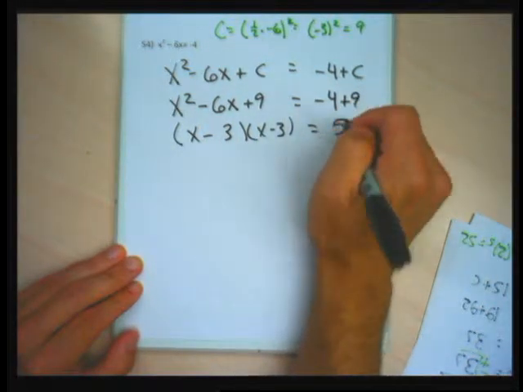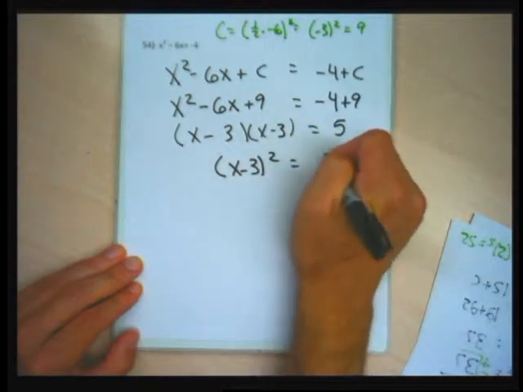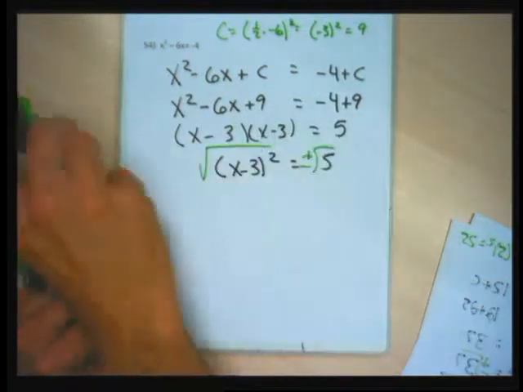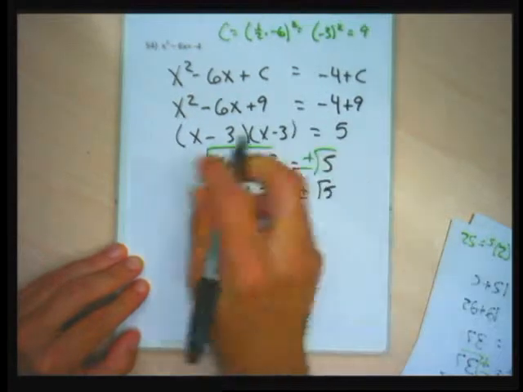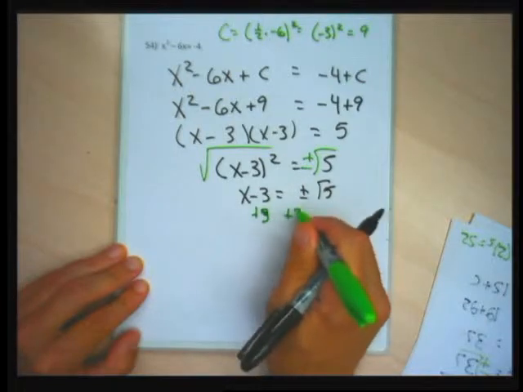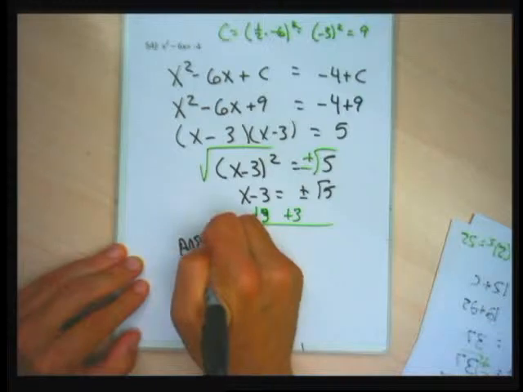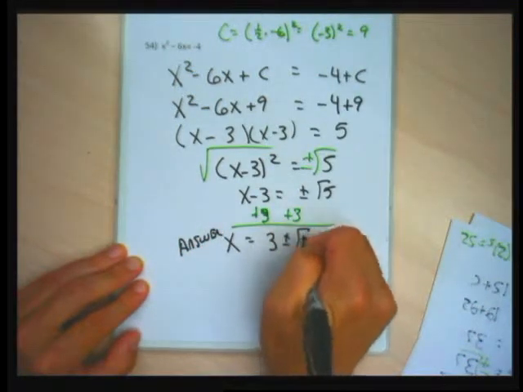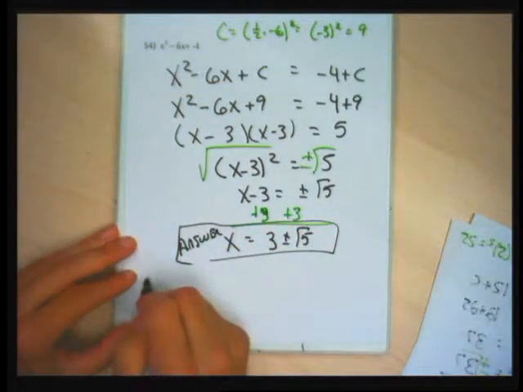Right side I can do without my calculator. It's 5. So I get (x minus 3) squared equals 5. Square root, plus or minus square root, gives me x minus 3 equals plus or minus the square root of 5. Plus 3, plus 3. Best answer, because these things aren't going to simplify when you separate the plus or minus, would be that.